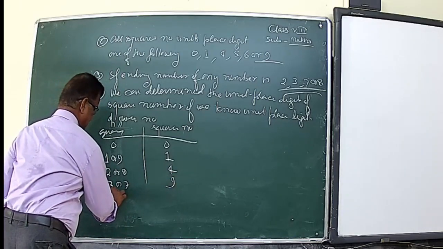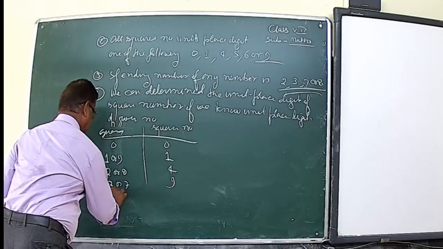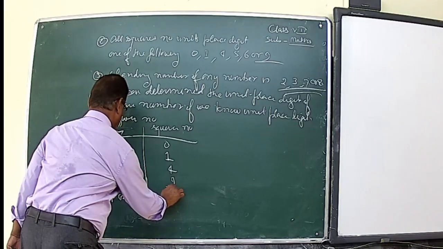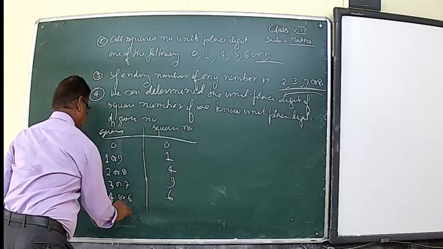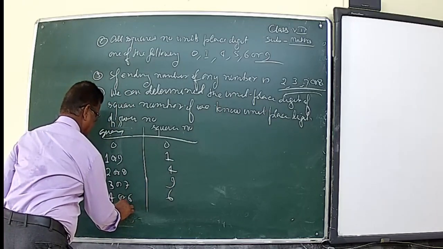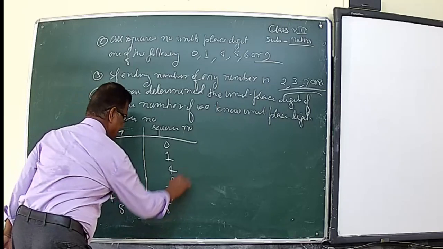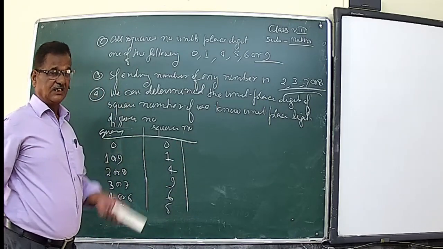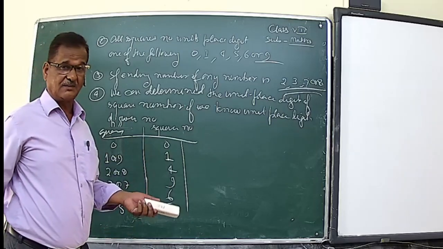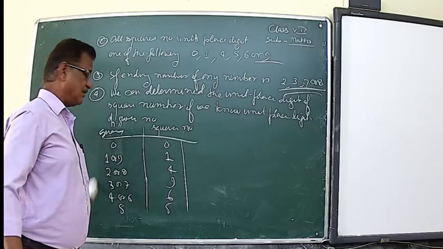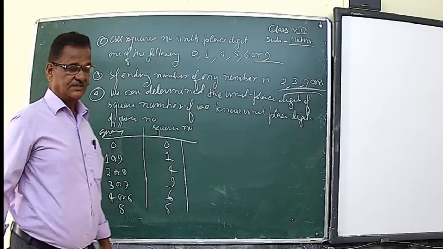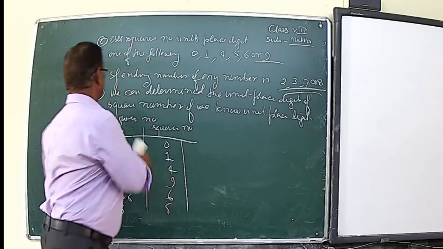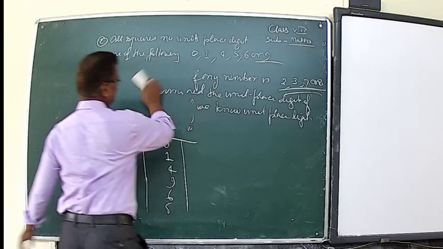If the unit place digit is 4 or 6, the unit place digit of the square number is 6. If the unit place digit is 5, then the unit place digit of the square number is 5. This way you can determine the unit place digit of the square number if you know the unit place digit of the given number.